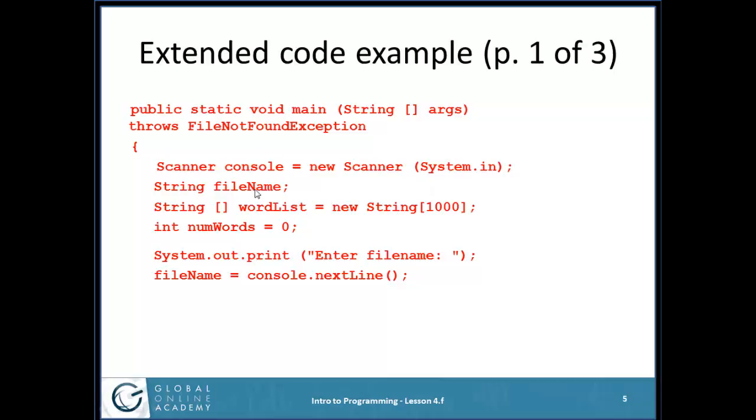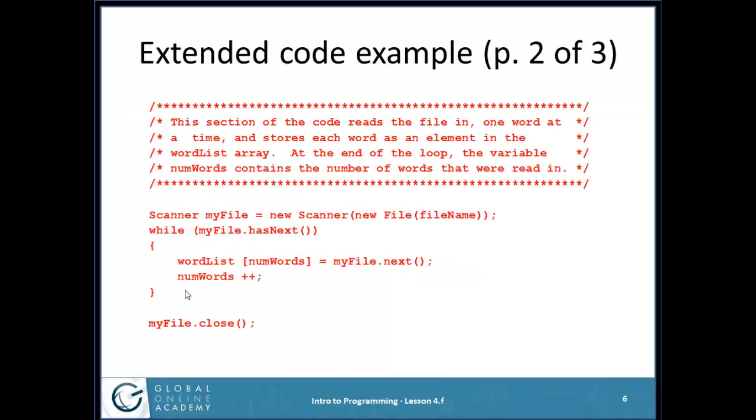I'll get a string variable called file name, and I'm going to create an array of strings called word list. That's going to be new string 1000. So I can read in up to 1,000 words. I'll set the number of words that I've read in so far equal to 0, and then I'll print enter the file name. And I'll get the next line that you type from the console and put that into file name. I'm ready to use that now. So let's look at the next page, page 2 of 3.